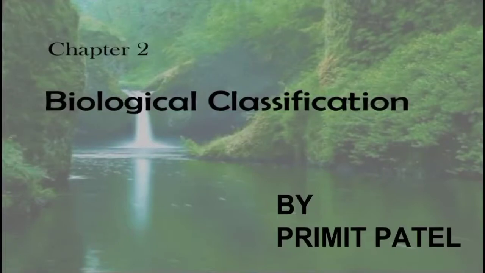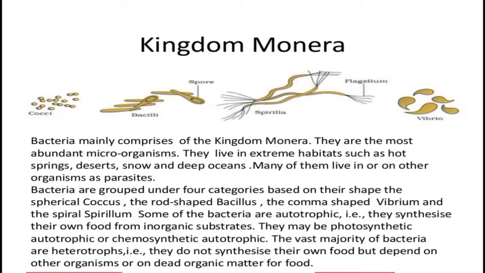In our last video, we started with the second chapter, biological classification, and the last topic we did was the kingdom Monera. We have studied the salient features of kingdom Monera, and that kingdom Monera includes all prokaryotes such as bacteria, mycoplasma, actinomycetes, and cyanobacteria. Today we will continue with the first group of kingdom Monera, that is bacteria.